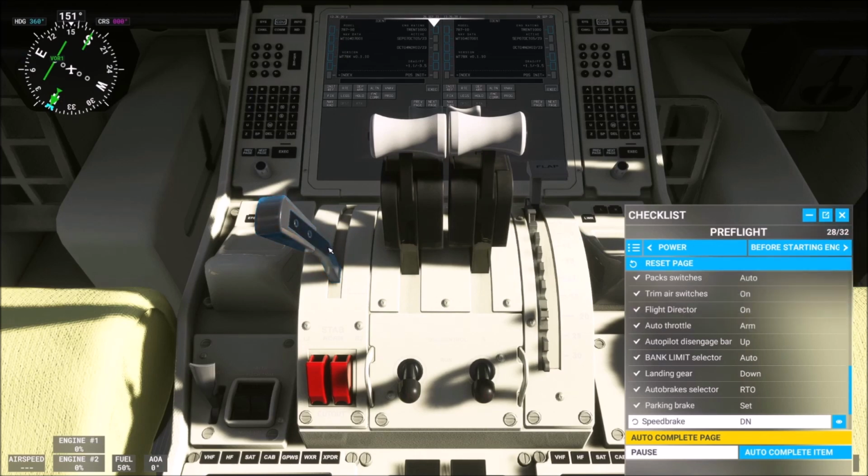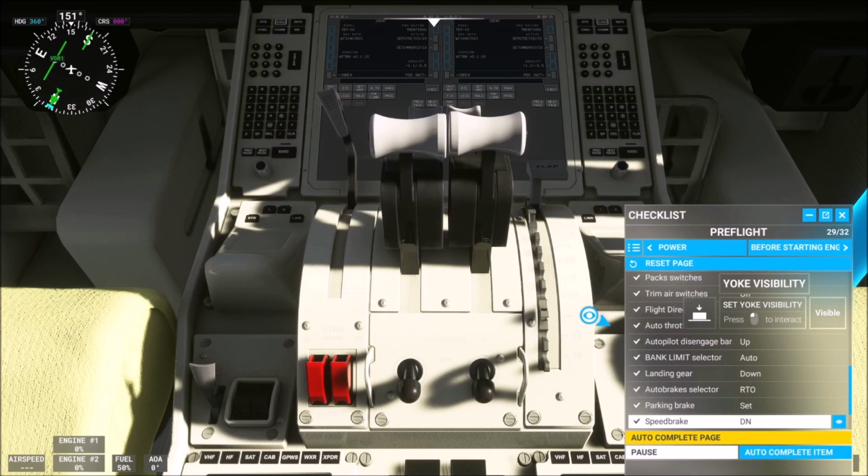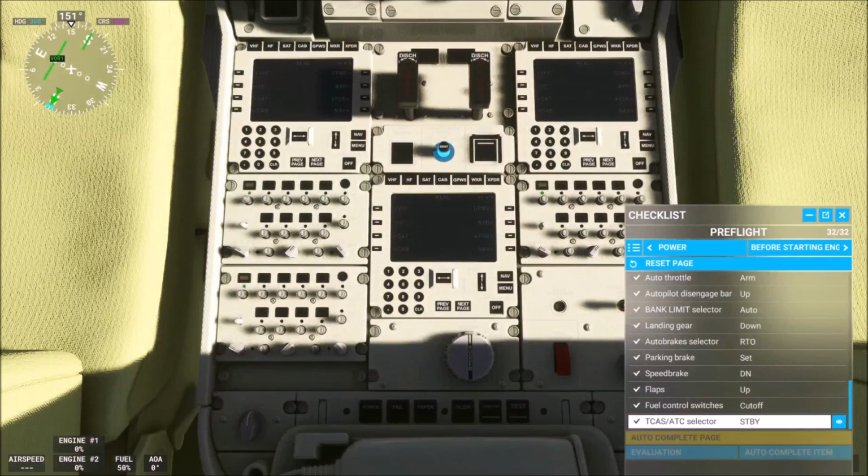What it meant here, speed breakdown? Yeah, and I said that it didn't make sense. Down. Okay. Flaps up. Fuel control switches cut off. TCAS/ATC selector standby.